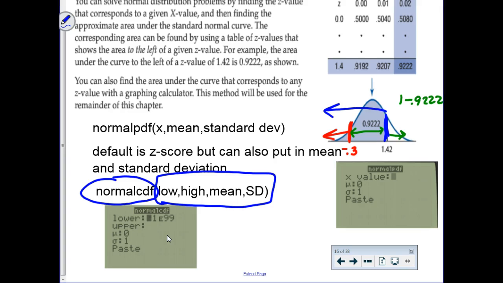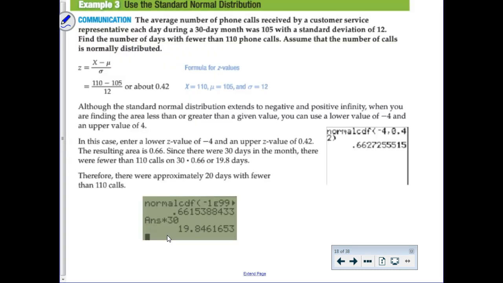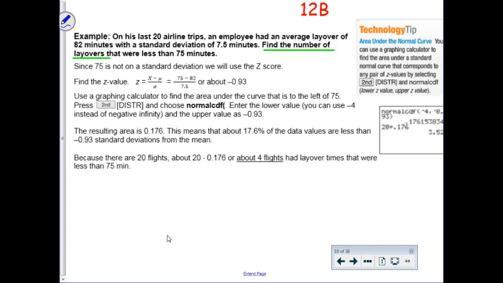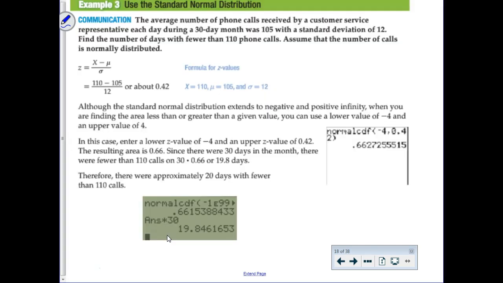So let's take a look at this question here. Is this one on your? No. Let's just move. Oh, is that the one that is on there?